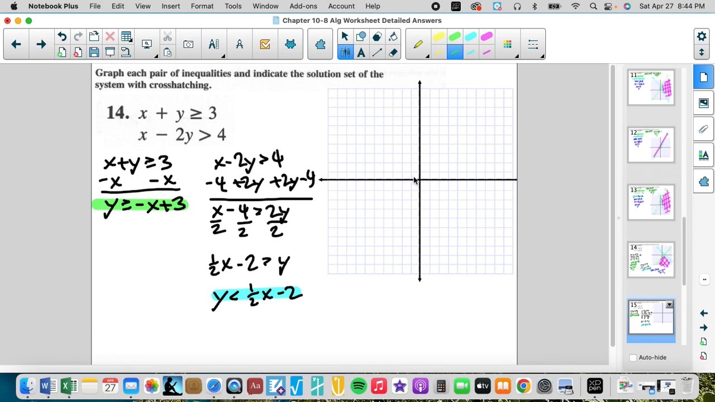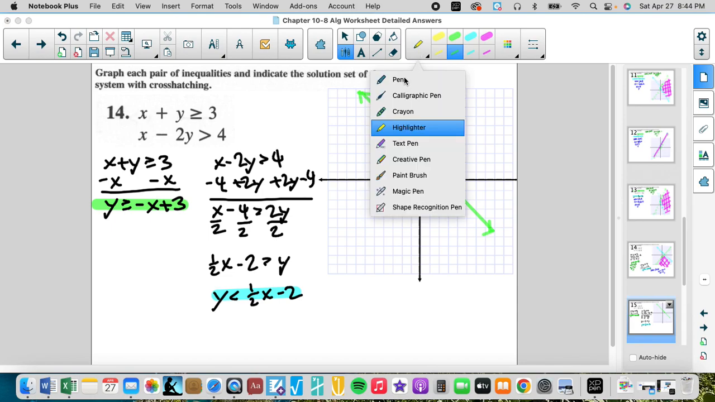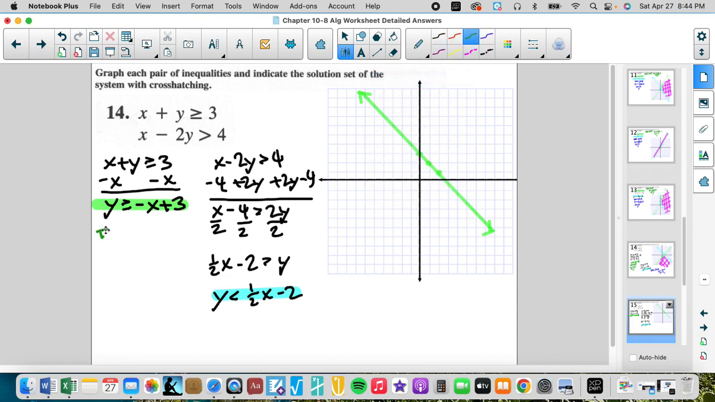Closed circle here at 3, 1, 2, 3. Slope of -1 gets us here, here. We're going to connect that dot. We'll make arrows. Let's test, see which way we're going to shade. 0 greater than or equal to -0 plus 3. Is 0 greater than or equal to 3? That's false. Let's shade away.